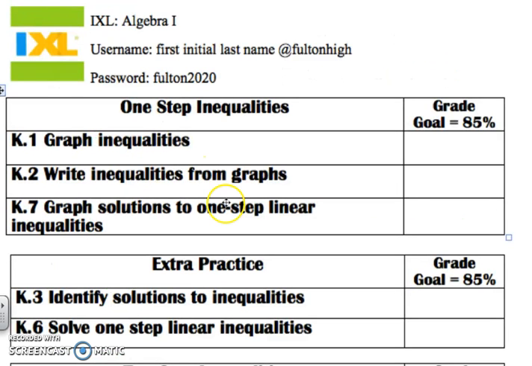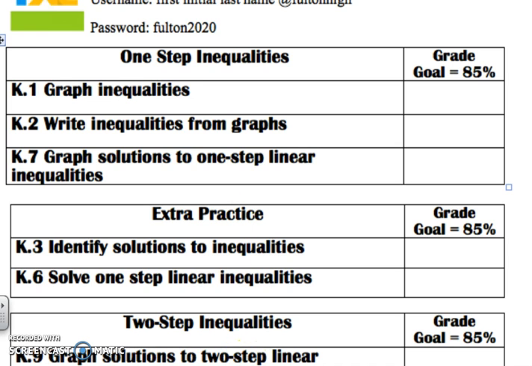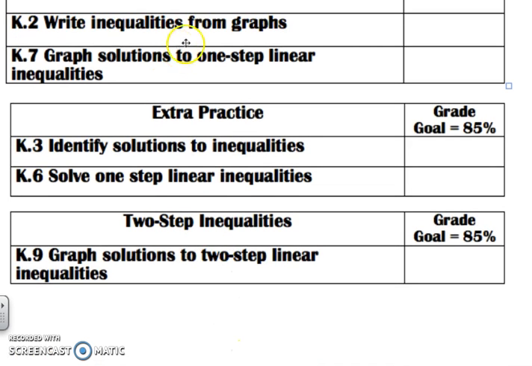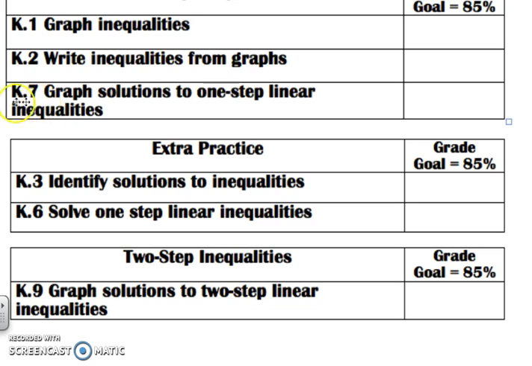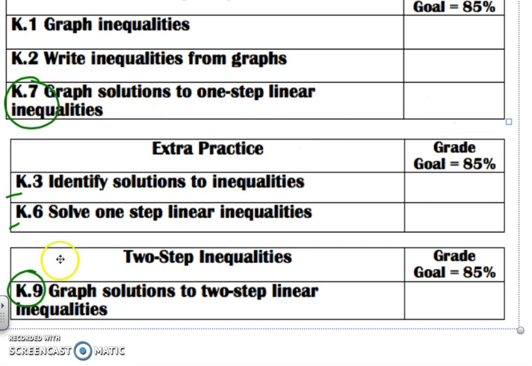Okay, so there are some cells that you can work on now. You can finish up this one right here, this one-step inequality is good to work on. So is K9. And I would actually save these in case you get finished with K7 or K9. But I would start with K7 and K9 first.